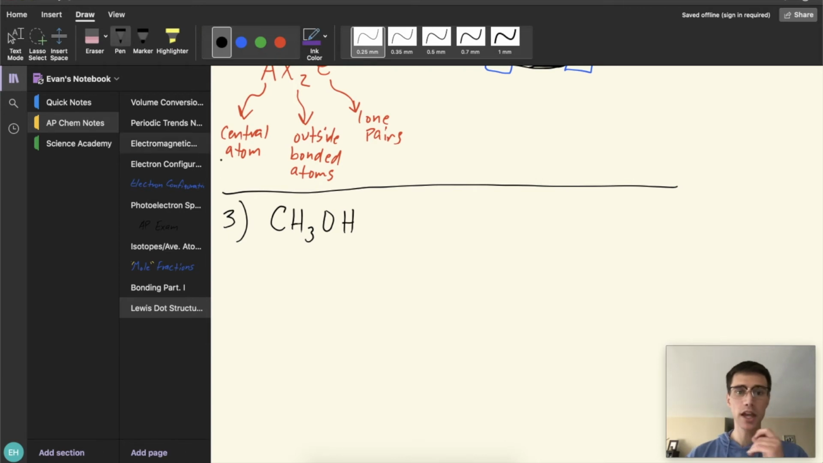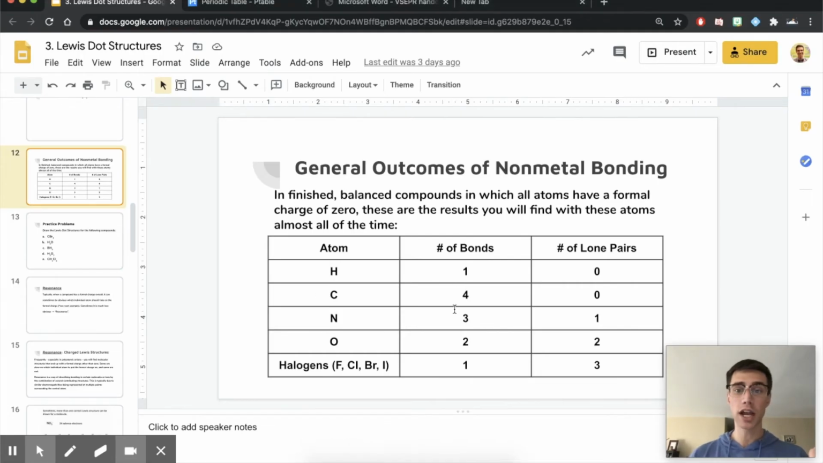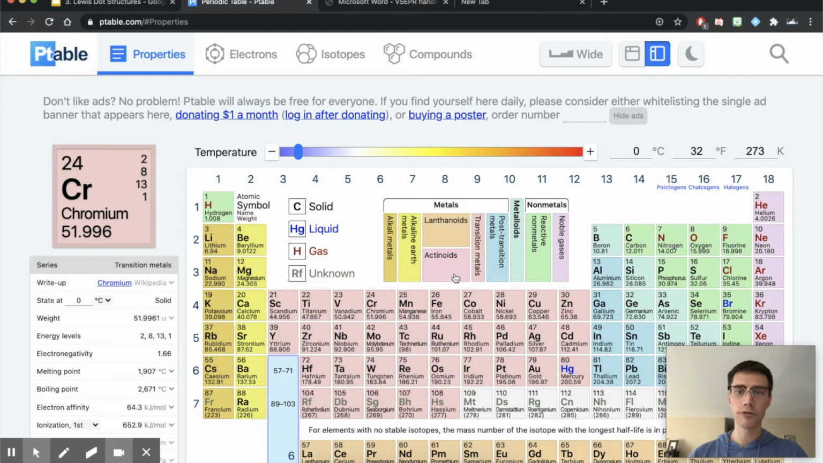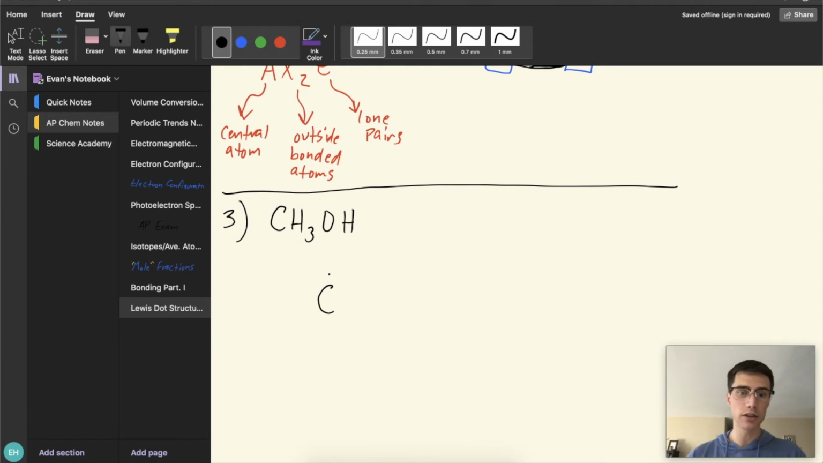Okay, so again, generally, especially if you have carbon as the first atom, that's pretty much always going to be your central atom, because carbon, if you go back to this chart, can actually form the most amount of bonds of any atom that we have. So I'm just going to put carbon in the center, and because carbon has 4 valence electrons, I'm going to draw those 4 valence electrons around this atom.